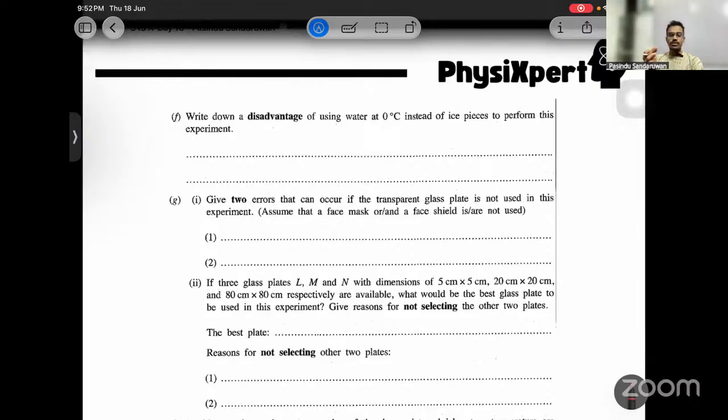So with a small amount of ice, we can let the water in the calorimeter absorb more heat. Otherwise, if we use water, we'll have to use a larger volume of water, and sometimes it might spill off from the calorimeter. Write down a disadvantage: we have to have a more volume of water in that case.